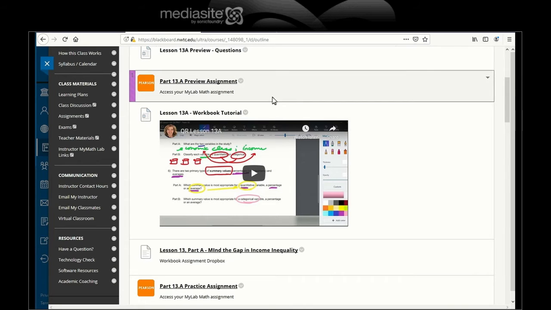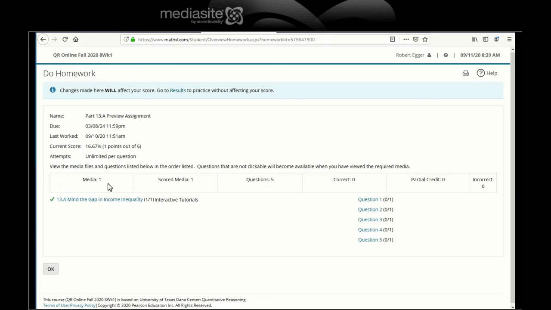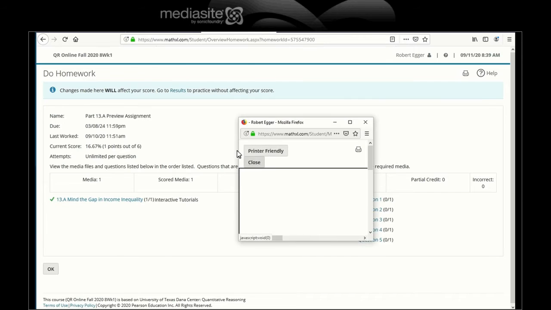Okay, so today we will be doing the 13A Preview assignment, which is going to be a tutorial and 5 questions. So let's see what we got here. Mind the gap in income inequality. Good social issue.